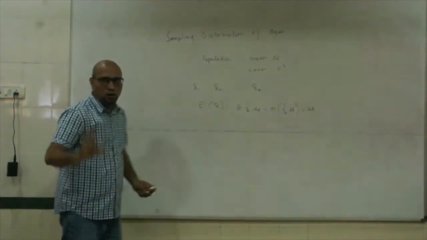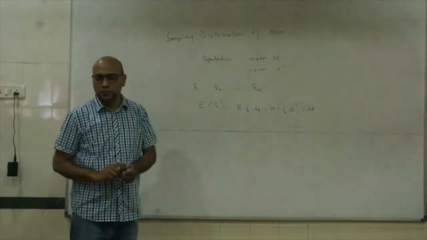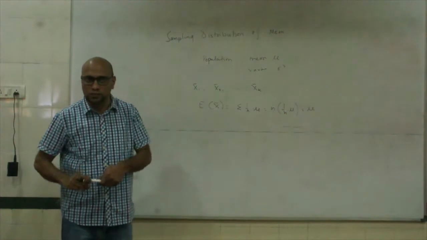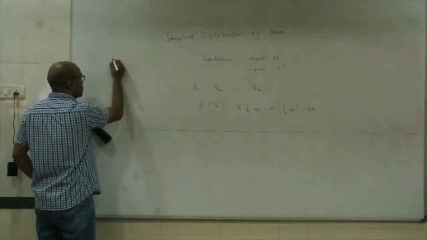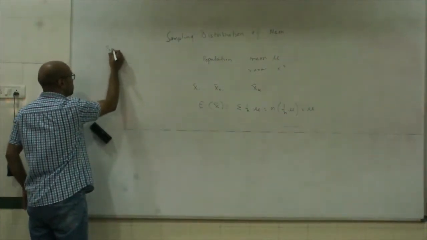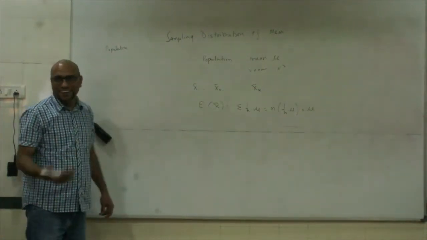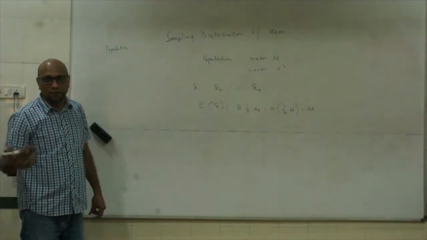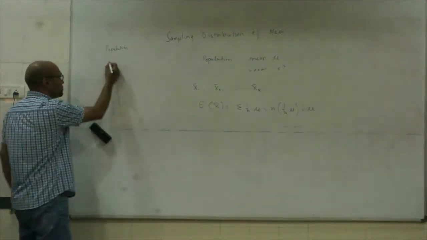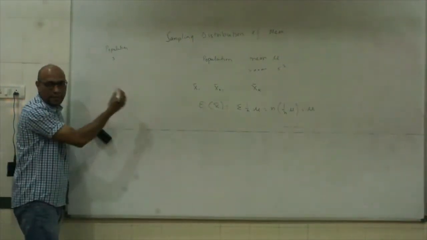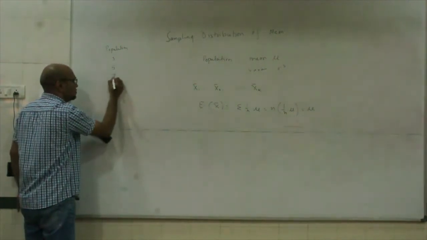Now, what I am trying to do here is take a population of only 3 observations. I know there won't be any real population which has only 3 data points, but suppose I have a population that has 3 data points. The first data point is 3, the second data point is 5, and the third is 7.